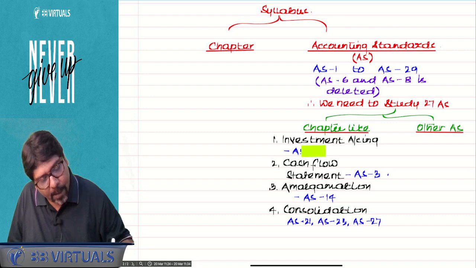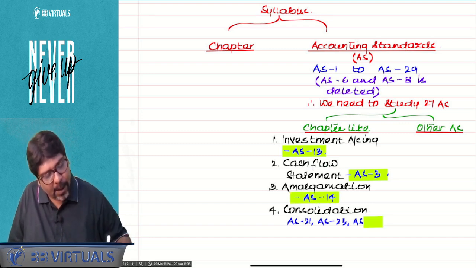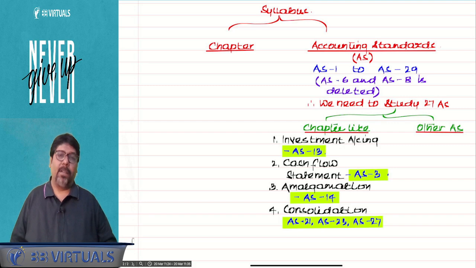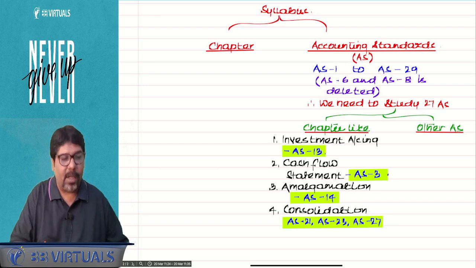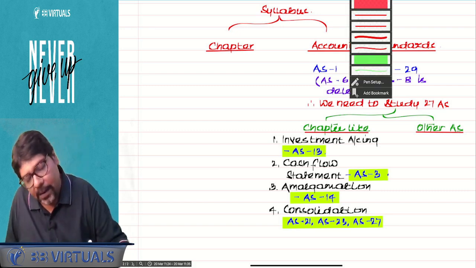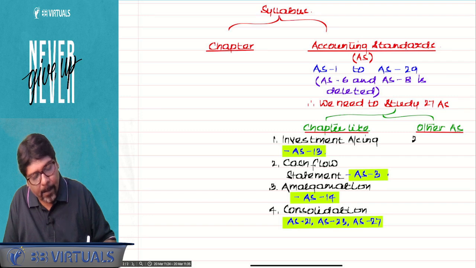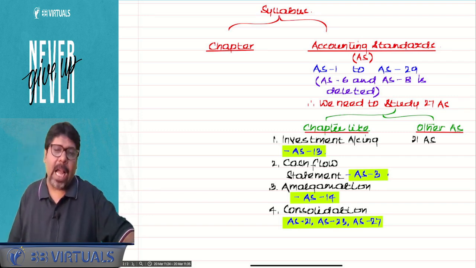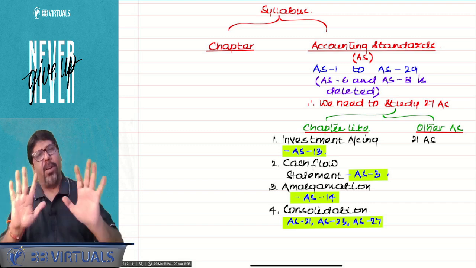A's 13, 1, 2, 3, 4, 5, 6 gone. So out of 27, 6 gone, so you're left with how much? 27 minus 6, remaining are 21 accounting standards. Out of this, sir, how many are theory, how many are practical, or majority is theory?